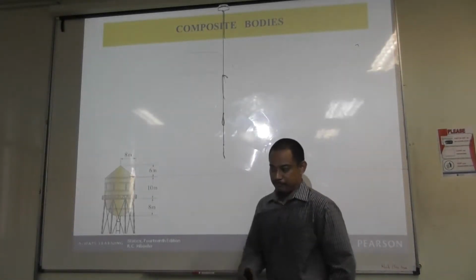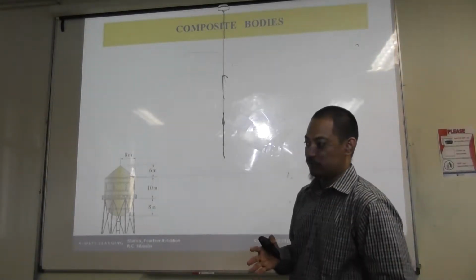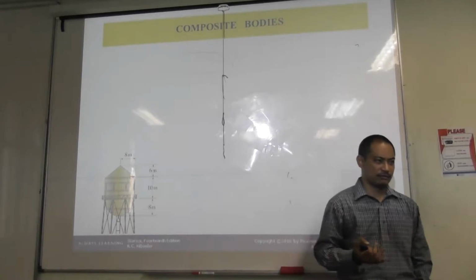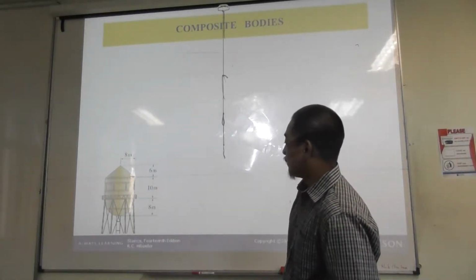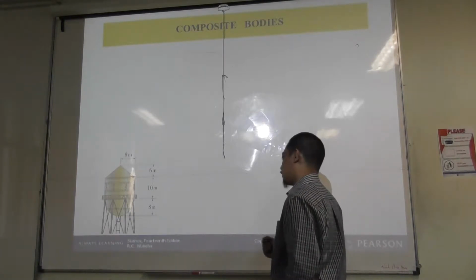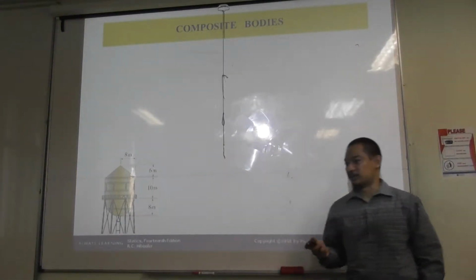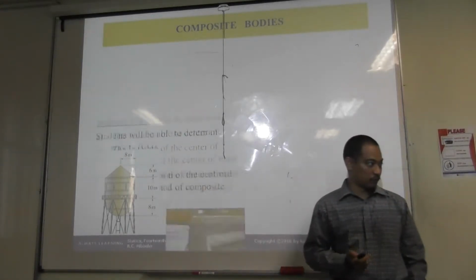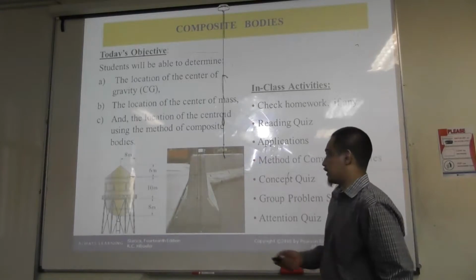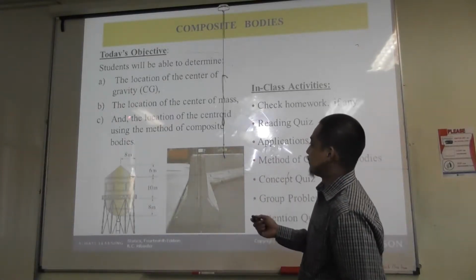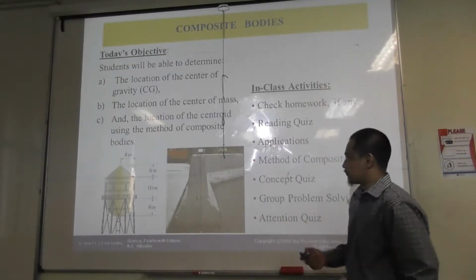So in the first part of chapter 9, we covered how to determine the location of the centroid, center of gravity, and center of mass by using integration. In the second part, we'll learn how to not use integration if we have the case of composite bodies. So the objective is for you to be able to locate the center of gravity, center of mass, or centroid using the method of composite bodies.